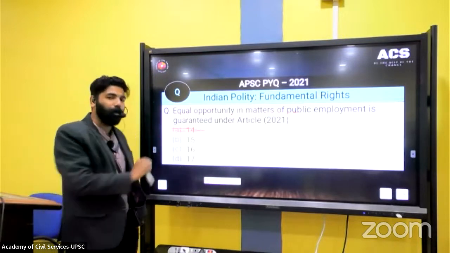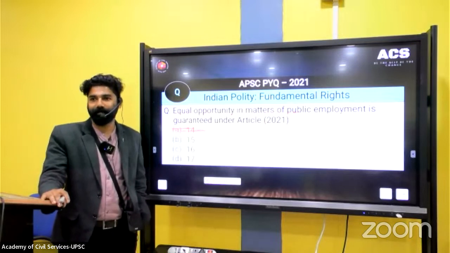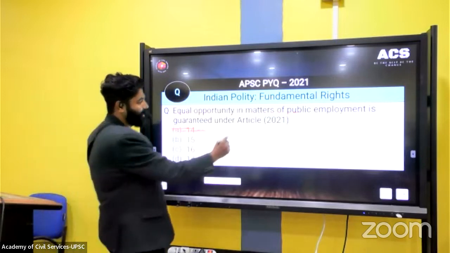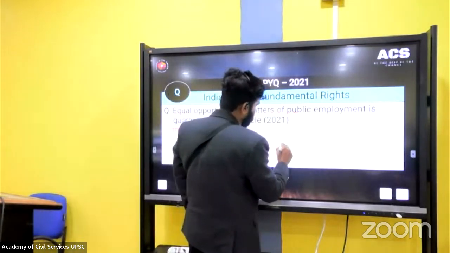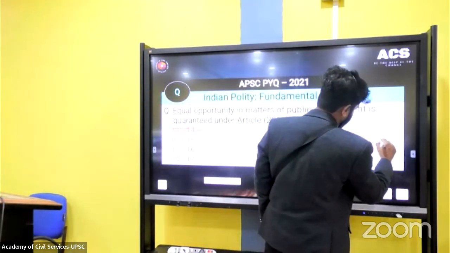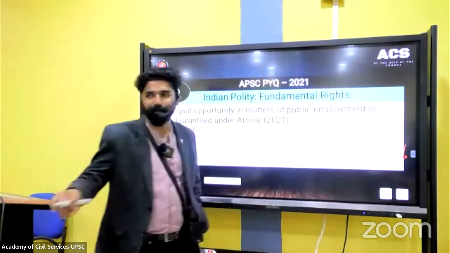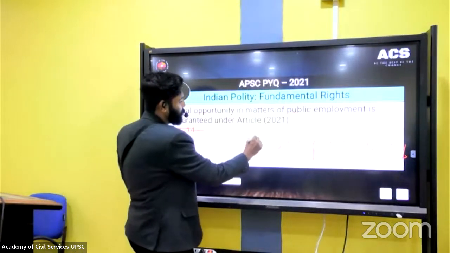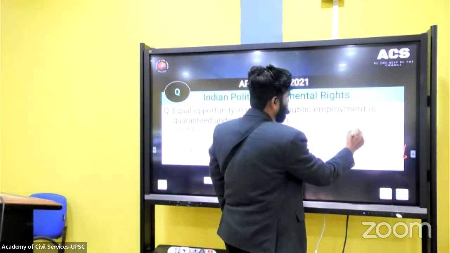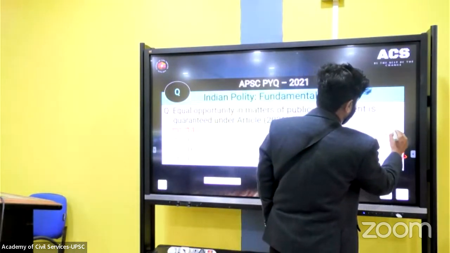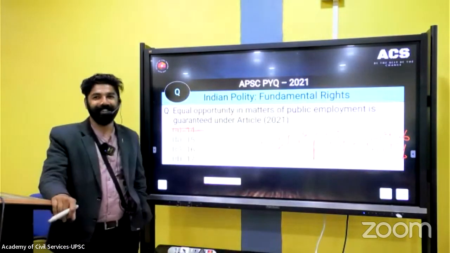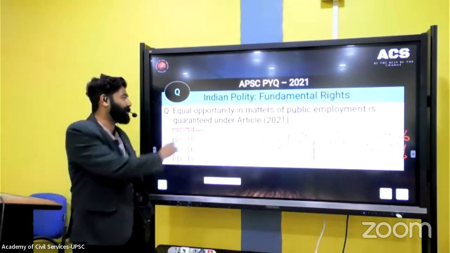Anybody agree with the first option? C? Delhi? Confused. My code language is "equal opportunity". How many letters are in this word? 1, 2, 3, 4, 5, 6, 7, 8, 9, 10, 11, 12, 13, 14, 15, 16. Article 16. Confusing, no? I got the subject from here.